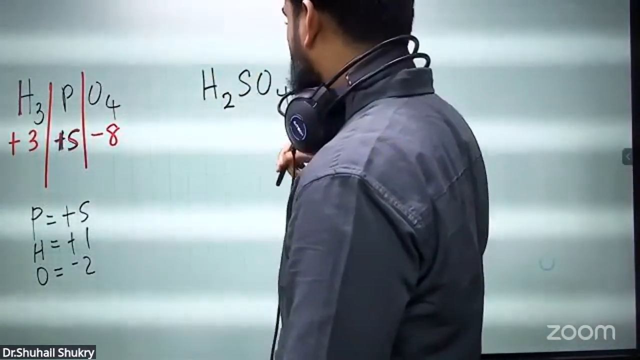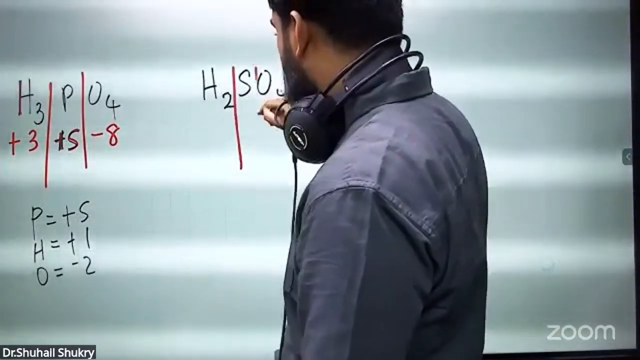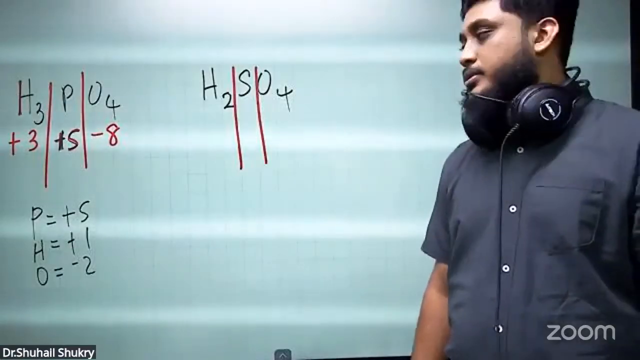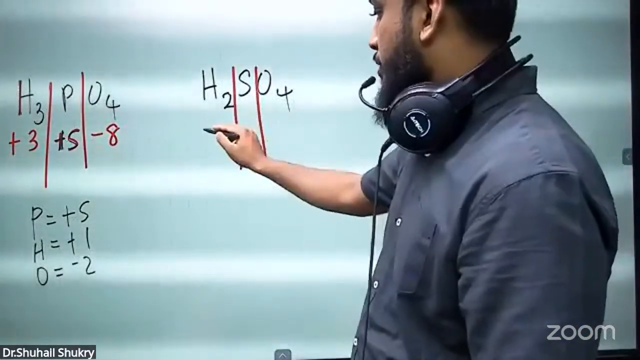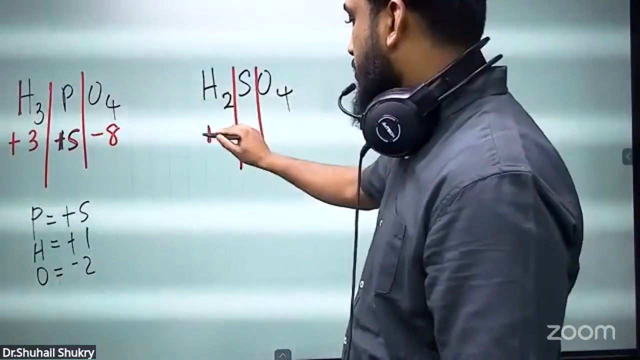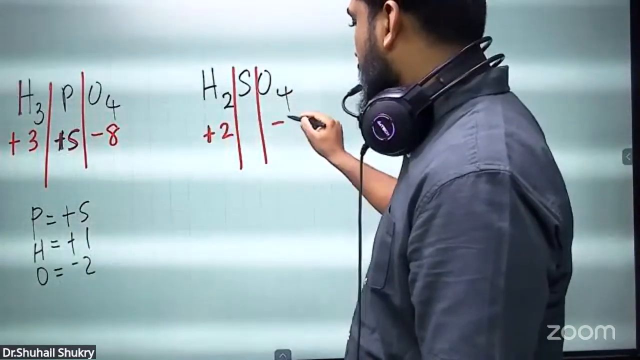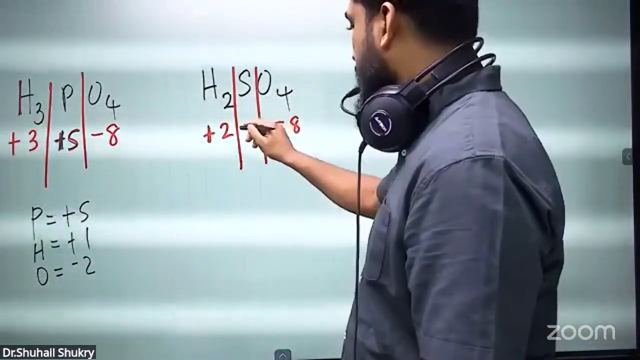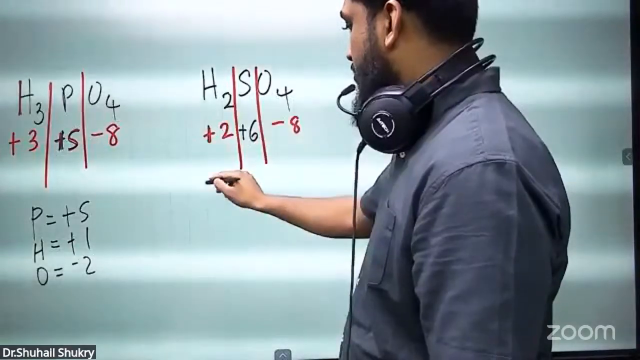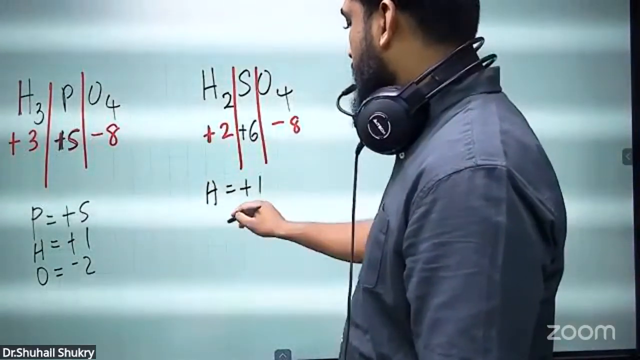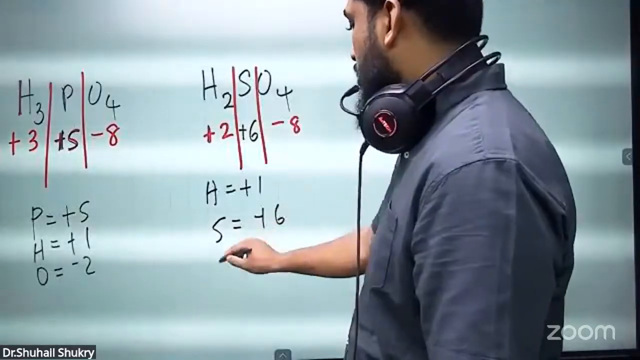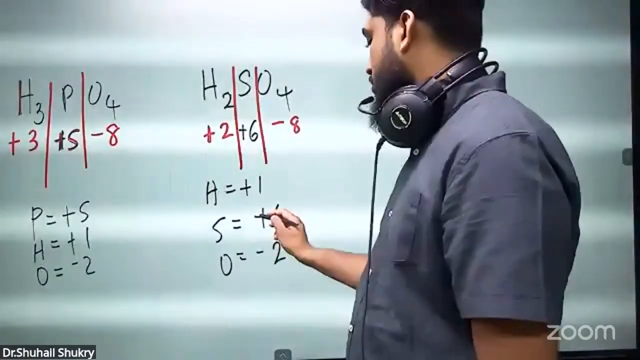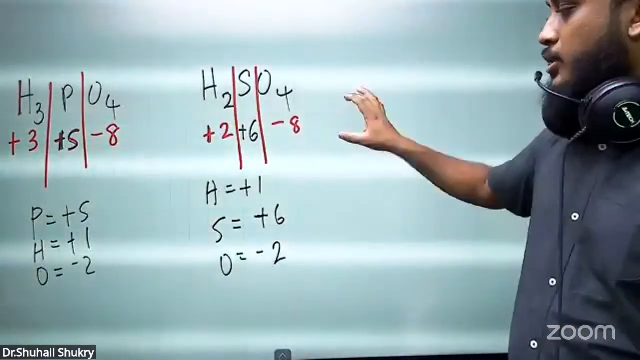H2SO4. Come on, guys. I want to find the oxidation state of sulfur. How can I find it? First, one hydrogen is plus 1. Both the hydrogens are plus 2. One oxygen is minus 2. 4 oxygens minus 8. This is plus 2, this is minus 8. What is this? Plus 6. Very simple, no? So hydrogen is plus 1, sulfur is plus 6, oxygen is minus 2. Got the point?